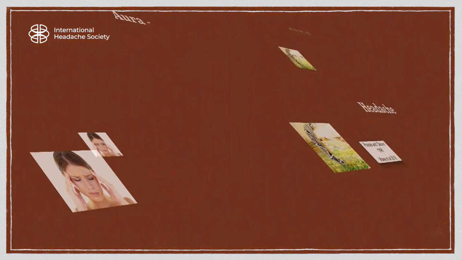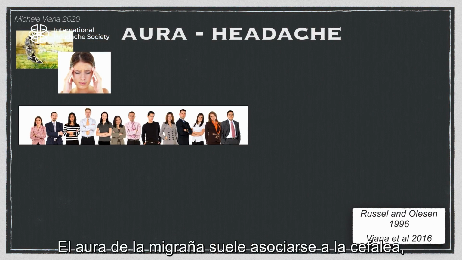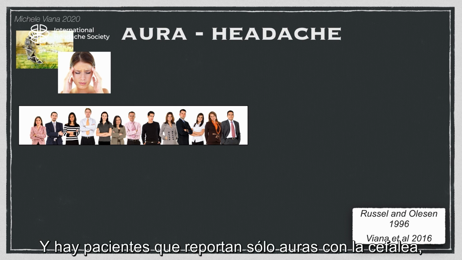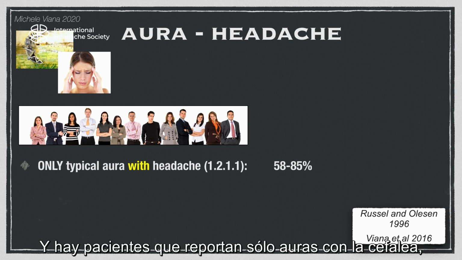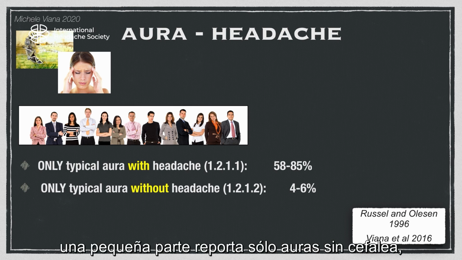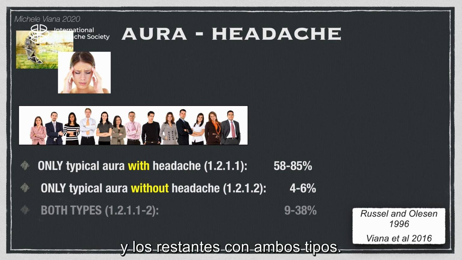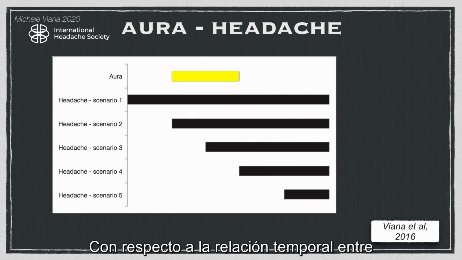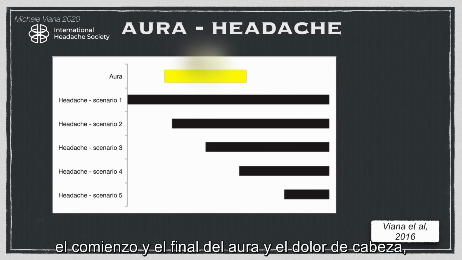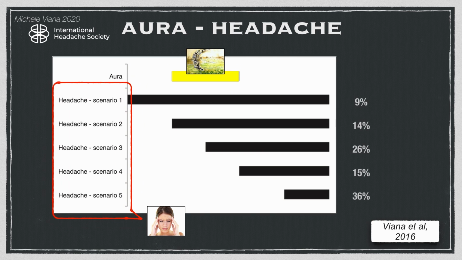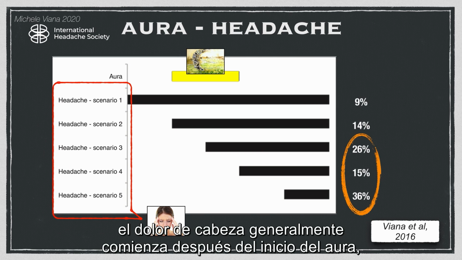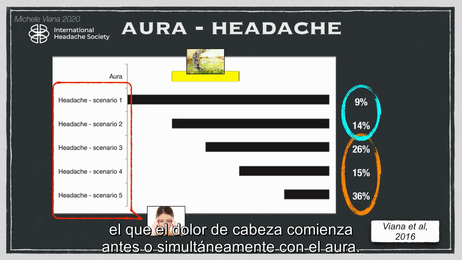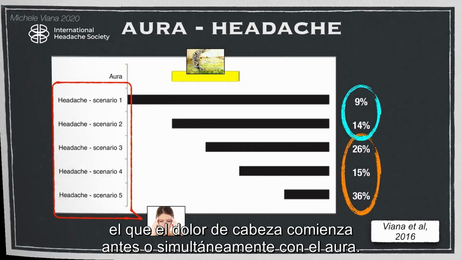Aura and headache. Migraine aura is usually associated to headache, but there are also auras without headache. There are patients reporting only auras with headache, a small part reporting only auras without headache, and the remaining ones with both types. With respect to time relationship between the onset and the end of aura and headache, headache generally starts after the onset of aura, but there are also about 20% of cases in which headache starts before or simultaneously with aura.